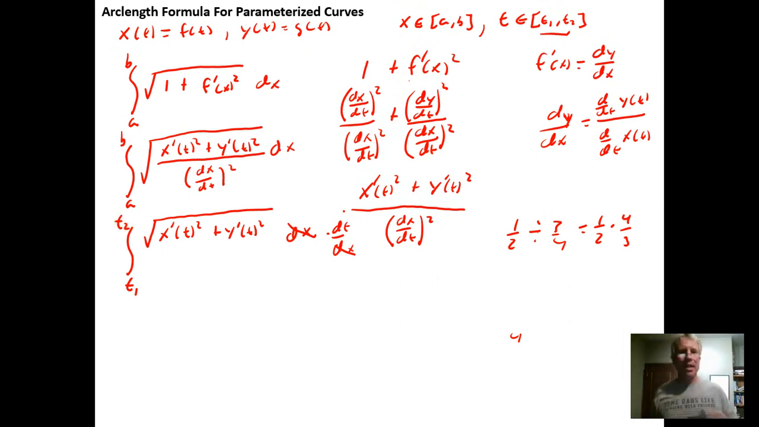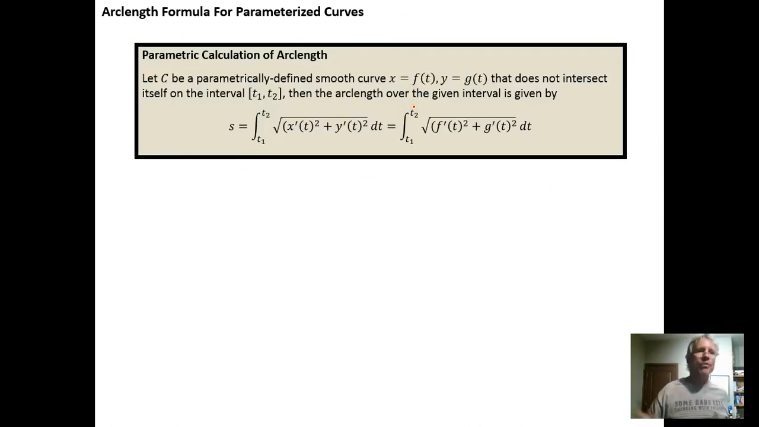Let's formalize that on the next slide, something you can put in your notes. If C is a parametrically defined smooth curve with x equals f of t and y equals g of t that does not intersect itself on the interval from t sub 1 to t sub 2, the exception being if it intersects at the endpoints, but in general we want a non-self-intersecting interval, then here's our arc length calculation. This is the square root of the sum of the squares of the derivatives of the parametrically defined function. It's a nifty formula, and I think an easier form to use than the original arc length formula that we had to develop.